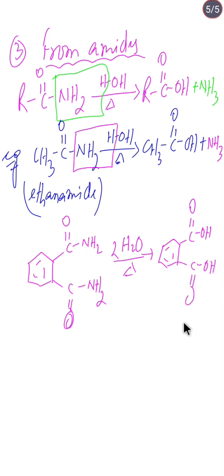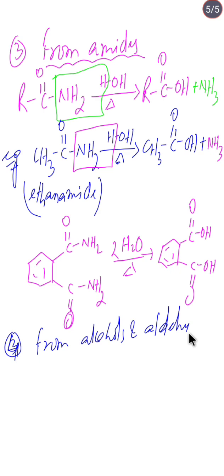This will be our phthalic acid, benzene 1,2-dicarboxylic acid. Okay, now let us move to the fourth preparation of carboxylic acid. This is from alcohols and aldehydes by oxidation. We must take a primary alcohol; we cannot take a secondary or tertiary alcohol here.